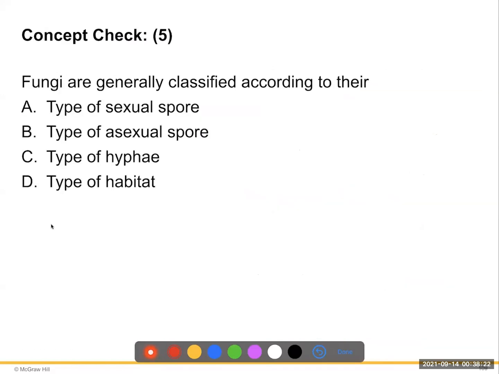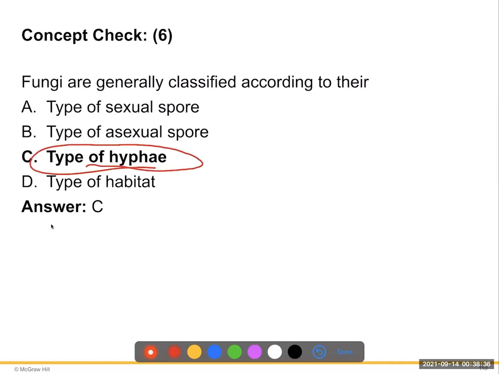So fungi are generally classified according to their type of sexual spore, type of asexual spore, type of hyphae, type of habitat. How do we usually classify type of hyphae? By the hyphae? Perfect. By how they form their extensions and how they combine to form by reproduction.